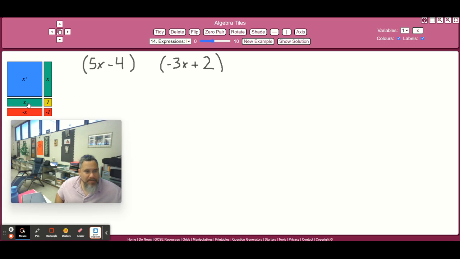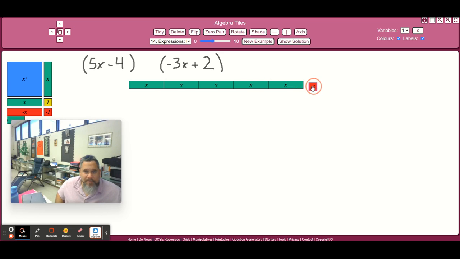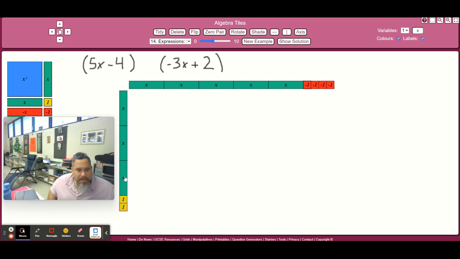Okay, so how we're going to model this is I need more room to go across. So I'm going to do 5x up here, 1, 2, 3, 4, 5. Then I'm going to have 4 negatives, negative 4. Okay, 2, 3, 4. And going down, I'm showing 3. Oh, that should be negative 3x. So let me highlight that and flip it. So I'll flip those 3. All right. So negative 3x plus 2, 5x minus 4.